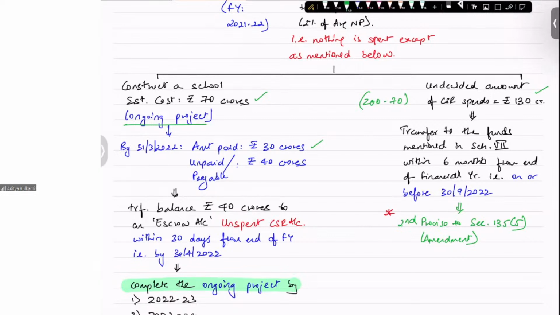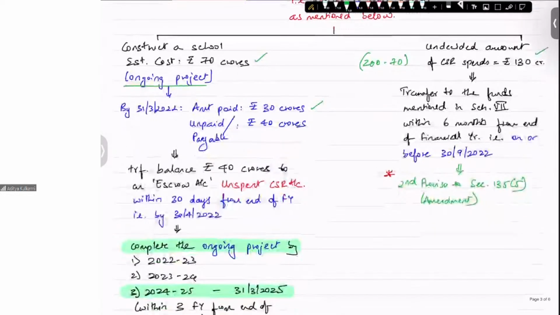Now, since you know where to spend, 70 is your estimated cost. 30 you paid, that means you know for sure that 40 crores I'm going to pay for this school. So what the Act tells is to transfer the balance 40 crores to an escrow account. And what will be the name of that escrow account? Unspent CSR account. Do you know what is an escrow account?